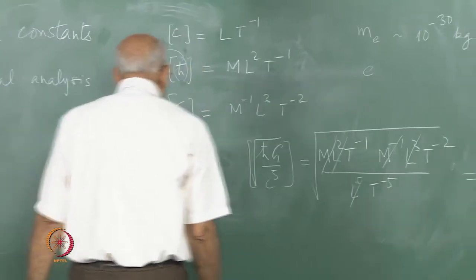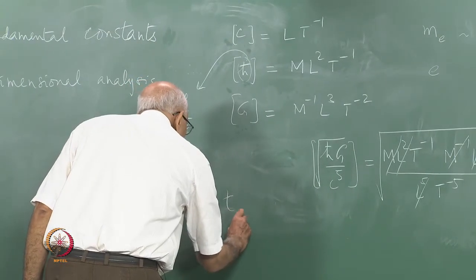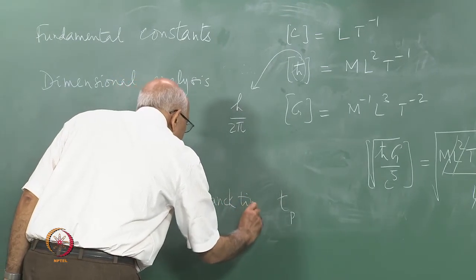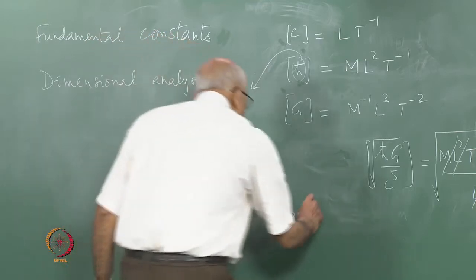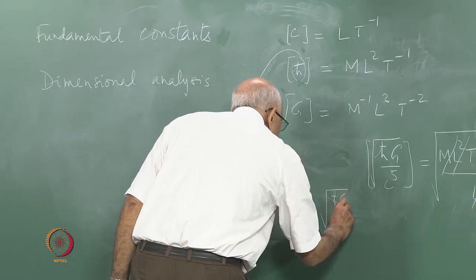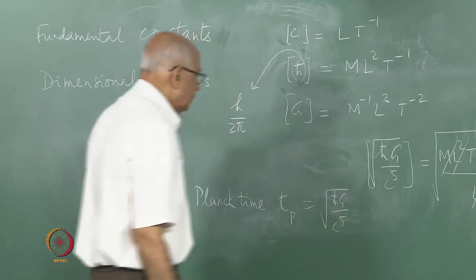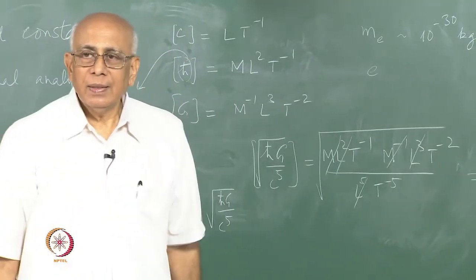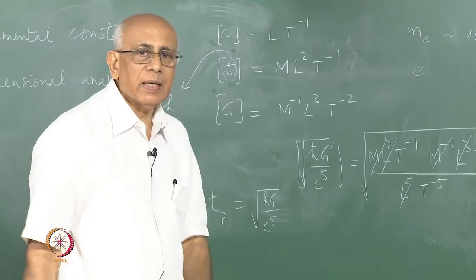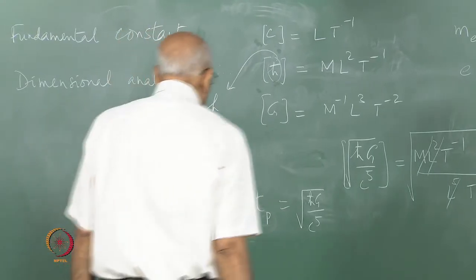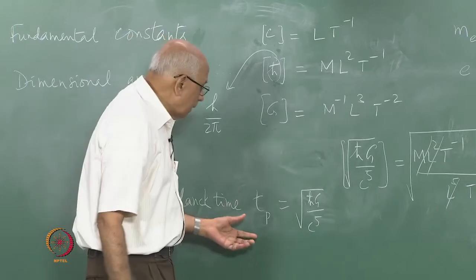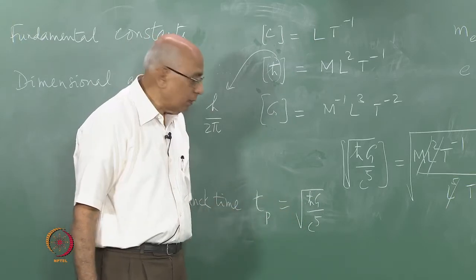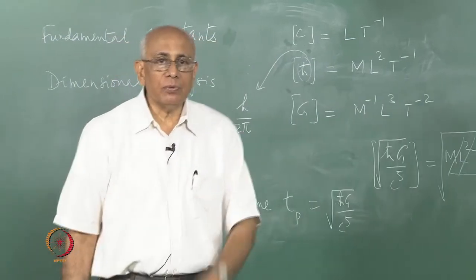So what would you call this time? It is called the Planck time, T Planck, equal to the square root of h cross G over c to the power 5. So these three fundamental constants give us a natural combination which has the physical dimensions of a time, and it is a fundamental time in nature in some sense. It is called the Planck time, denoted by T sub p. Now it is interesting to ask, what is the numerical value of this quantity?